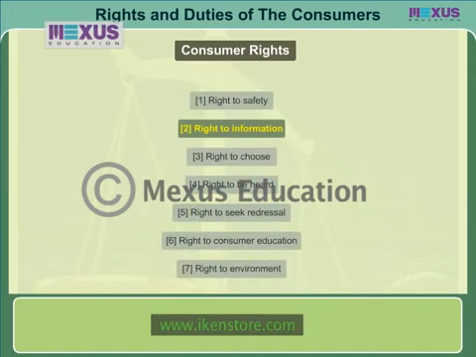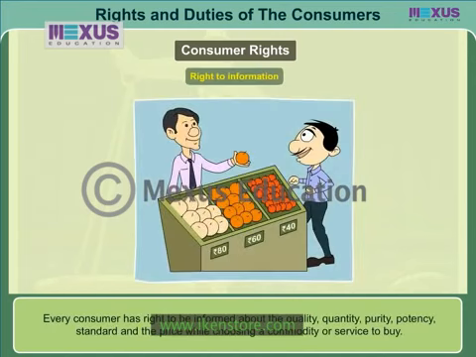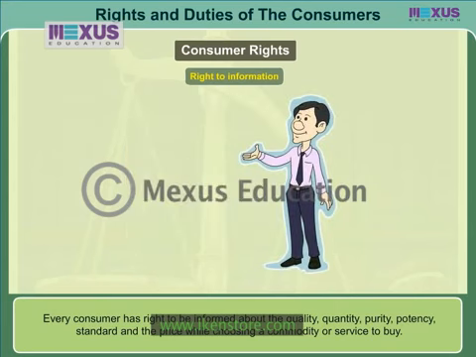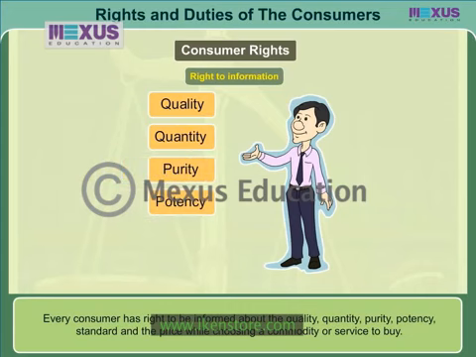Right to information. Manufacturer or trader should convey full information about the product or service he is selling or trading in. Consumers have the right to be informed about the quality, quantity, purity, potency, standard and the price while choosing a commodity or service to buy.